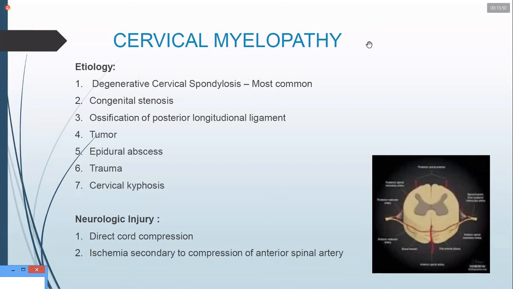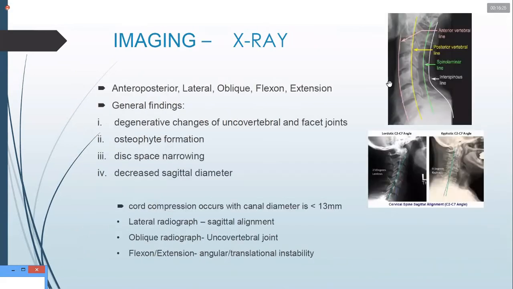There are different etiologies for cervical myelopathy. Degenerative is the most common one. Others are congenital stenosis, ossification of the posterior longitudinal ligament, tumor, epidural abscess, trauma, cervical kyphosis. The neurological injury results either from direct cord compression or from ischemia secondary to compression of the anterior spinal artery. Imaging is the same. The most important view is the lateral view, along with AP, lateral, oblique, flexion and extension.